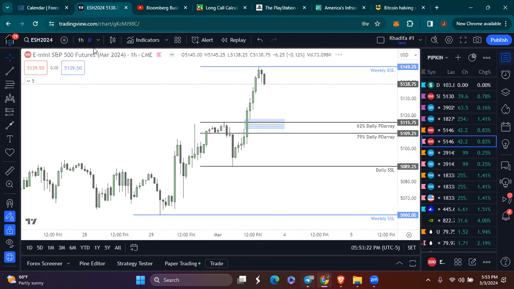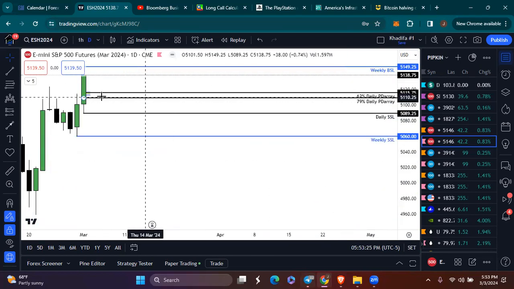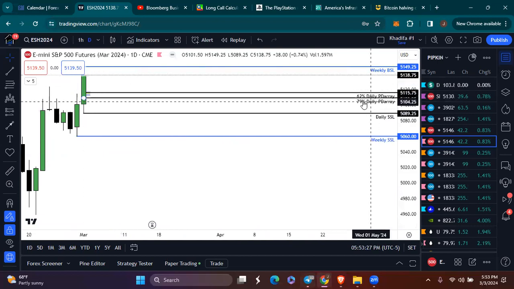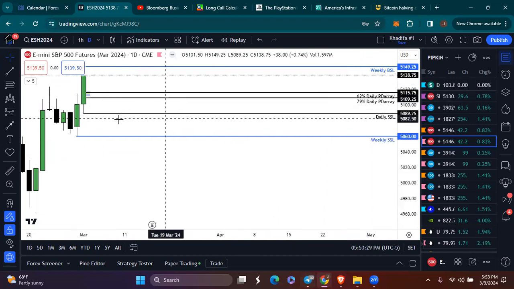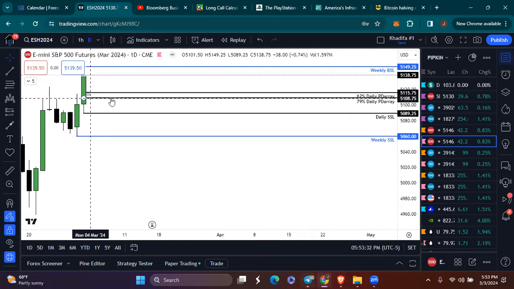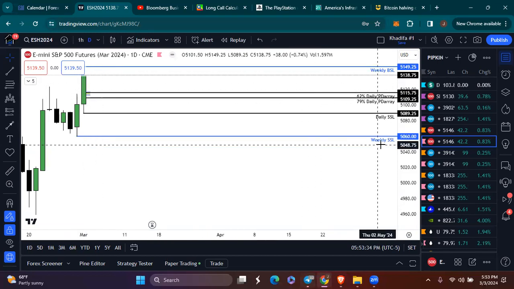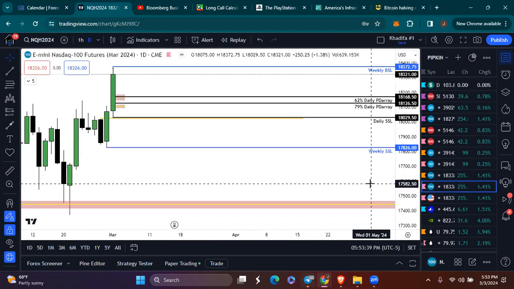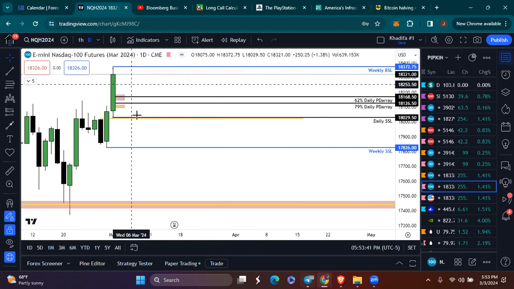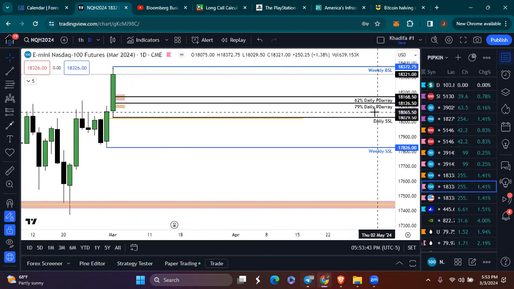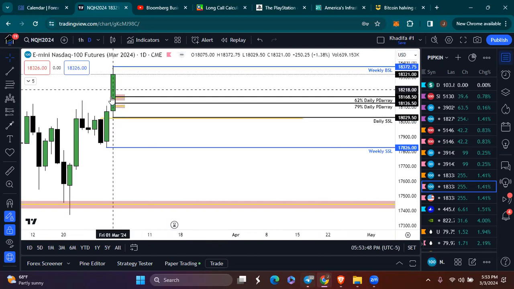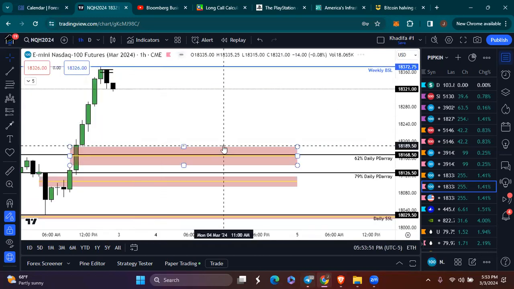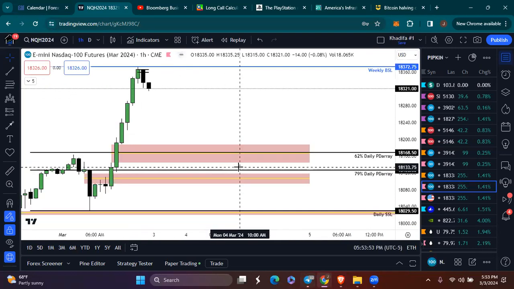But yeah, that's what I'm looking for ES to open the week. I would like to see us pull back down into the 62, 79% PD array discount array of Friday's price range. Cool beans? And pretty much the same thing with NQ. I would like to see price pull back down into the 62 and 79% discount array of Friday's price range, right? And if we drop down to the hour, you will see the same thing as with ES.